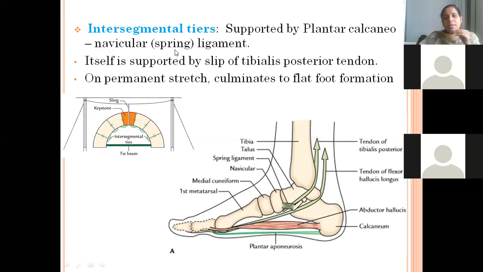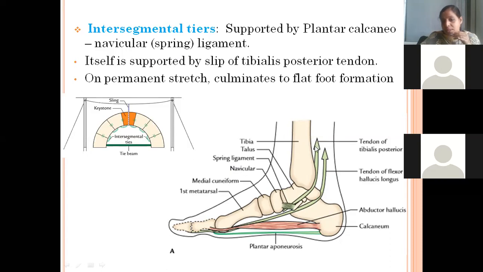This is actually called the spring ligament. That means in the whole region between the calcaneum and navicular, see here, what is this bone we know? Calcaneum. What is this bone we know? Navicular. So connecting them, we have the plantar, that is in the sole aspect, calcaneo-navicular ligament. That is one intersegmental tie.